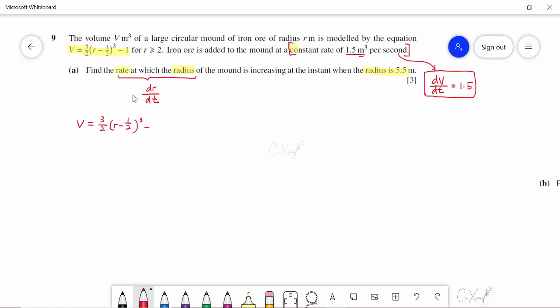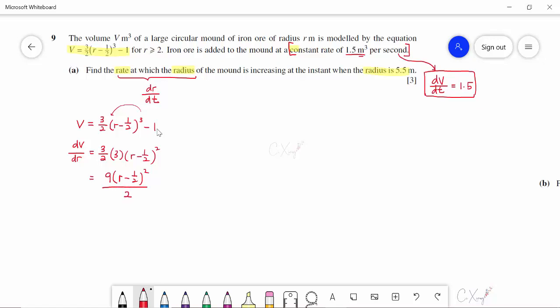This is my original equation. I want to find dV over dr. Okay, so copy the constant, the power 3 you put in front, becomes 3. Copy the bracket, power minus 1 becomes 2. The negative 1 here is a constant, so when you differentiate the constant, it becomes 0. Okay, so from here, you can further simplify it to 9 (r minus a half) power 2 divided by 2.